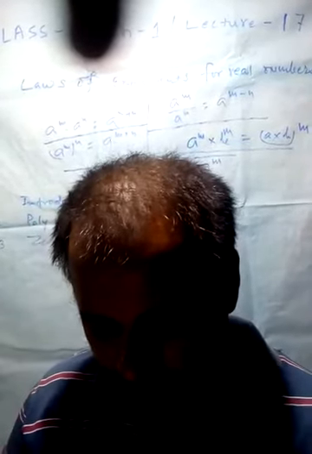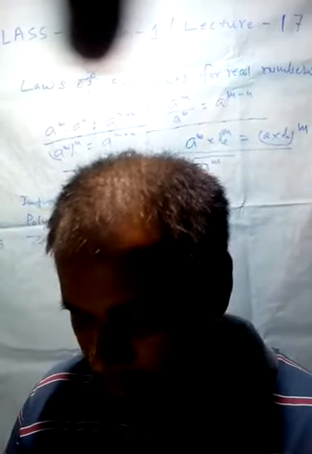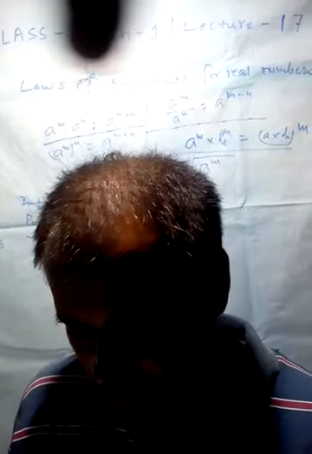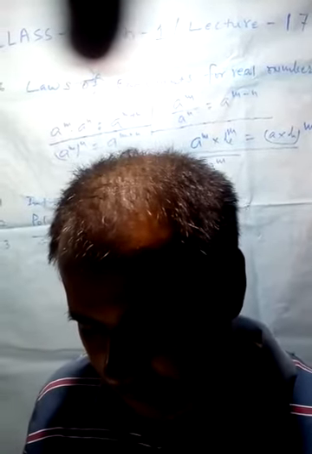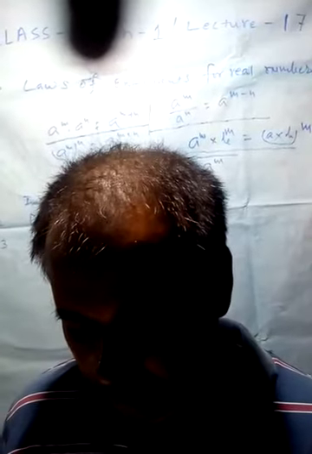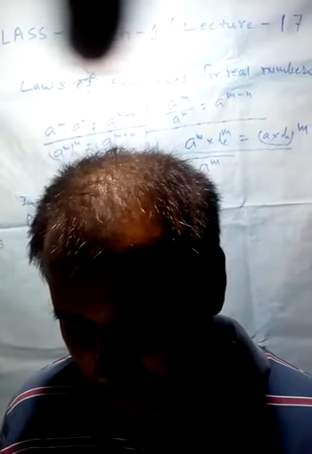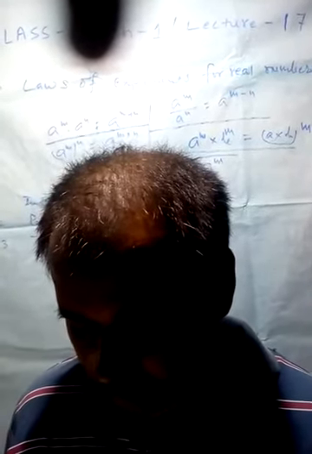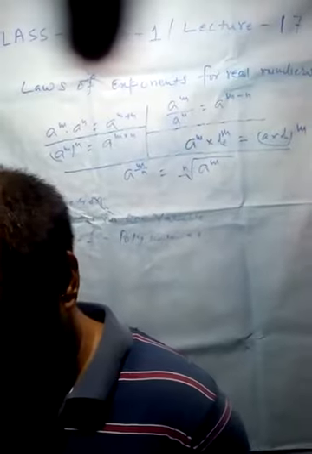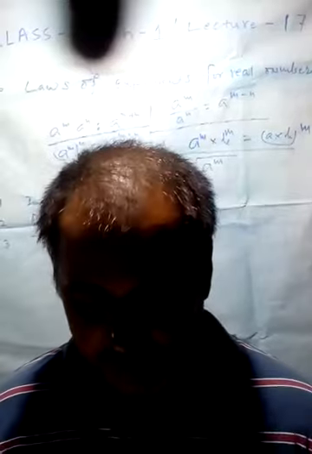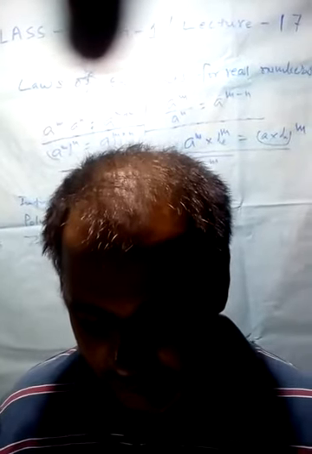There are now two ways to look at 4 to the power 3 by 2. First, 4 to the power 3 by 2 is equal to (4 to the power 1 by 2) whole to the power 3, which is 2 to the power 3, which is equal to 8. And second, 4 to the power 3 by 2 is equal to (4 to the power 3) whole to the power 1 by 2, that is 64 to the power 1 by 2, that is 8.